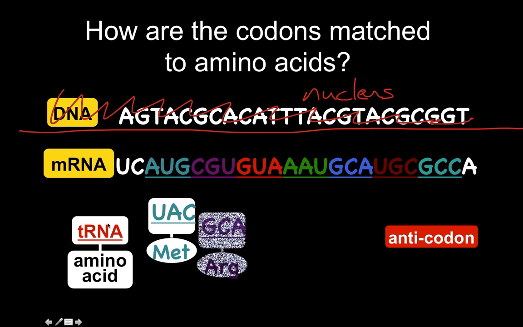Because remember, this is tRNA. Well, we have UAC that's connected directly to this AUG here. It's connected directly to the amino acid. This anticodon will bring this specific amino acid here. GCA will bring in this specific amino acid to the ribosome. GUA would match up with CAU and bring over this specific amino acid.